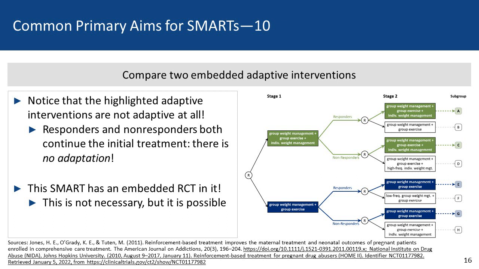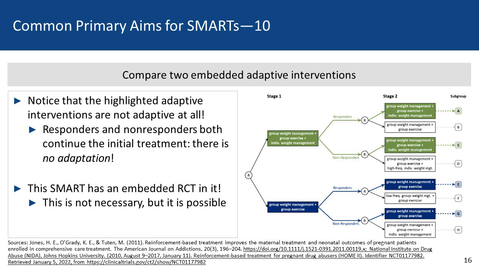Similarly, for the bottom, these folks in subgroups E and G were treated with group weight management and group exercise alone throughout the entire trial. These 2 highlighted adaptive interventions are actually not adaptive at all, because responders and non-responders both continue the initial treatment. I'm not changing anything based on response status.